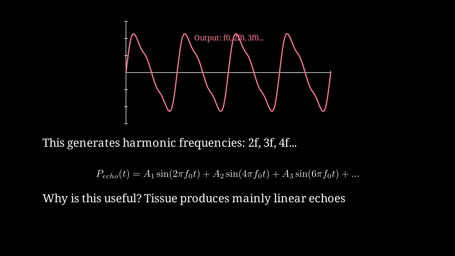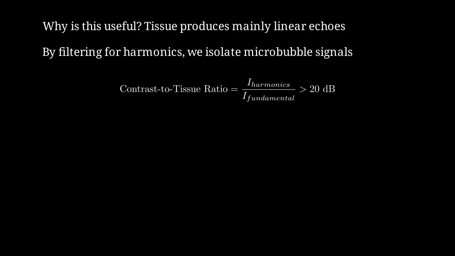Normal tissue responds almost linearly, producing mainly fundamental frequency echoes. By using harmonic imaging that filters for these higher frequencies, we can isolate microbubble signals from tissue background. This technique provides contrast to tissue ratios exceeding 20 decibels, dramatically improving image quality. Now we reach the breakthrough technology, super-resolution ultrasound imaging using microbubble localization.